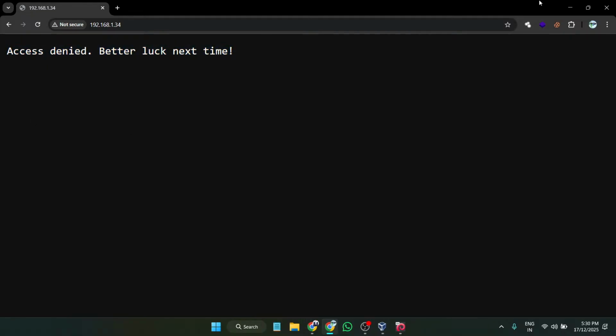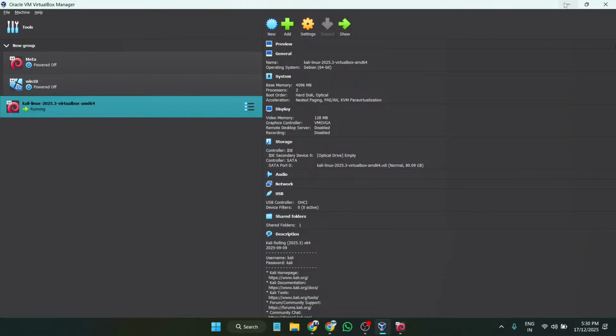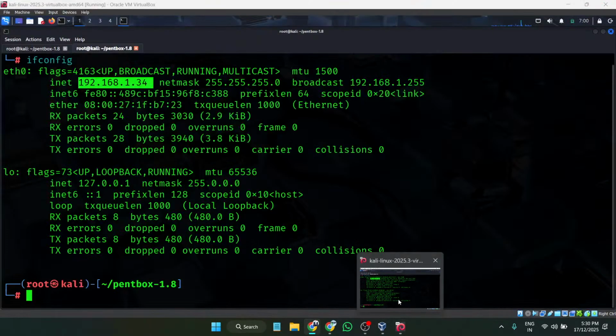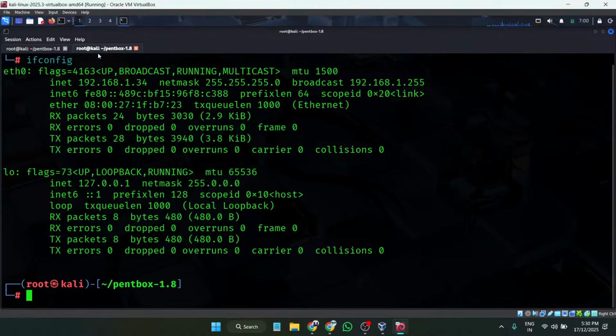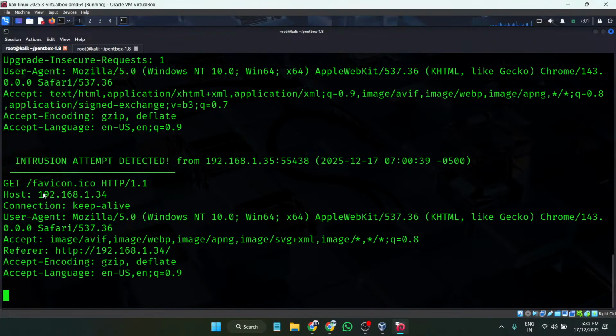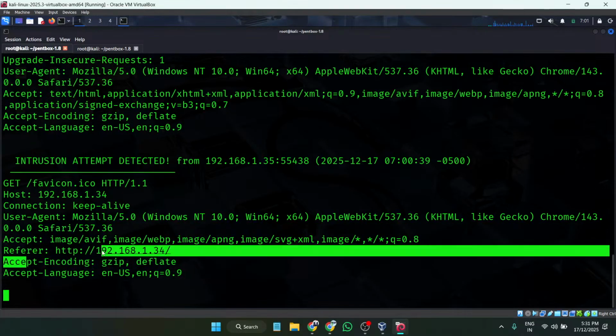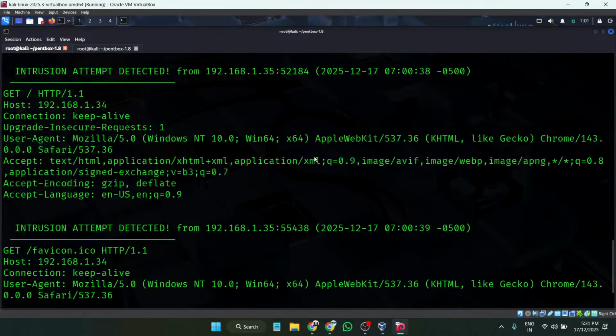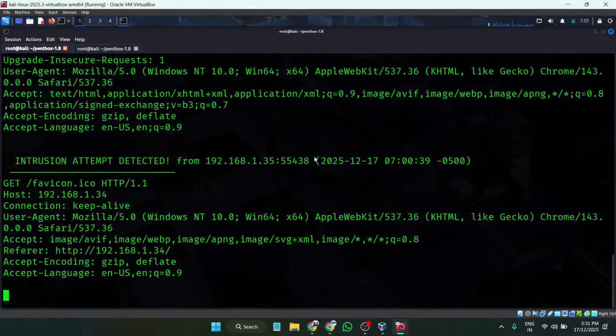Okay, if you are doing it on web, and here you can see everything: referrer, accept encoding, and whatever the request is coming from the attacker and the port it is trying to connect to. Okay, I hope guys this is clear to you with the practical part.